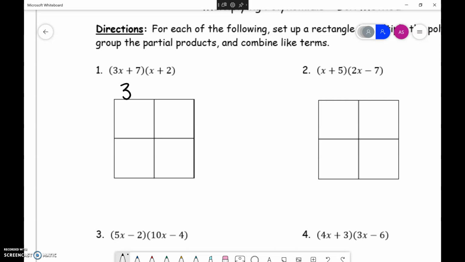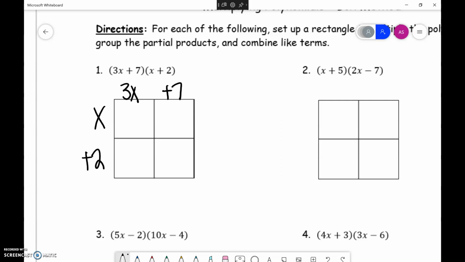So I'm going to have 3x plus 7. So I'm going to put this 3x and this plus 7 in my first and second column. Then in my first row, I'm going to put x. And then in my next row, I'm going to put plus 2. So what's going to happen is I'm still doing multiplication. I still want to multiply my coefficients and add my exponents.